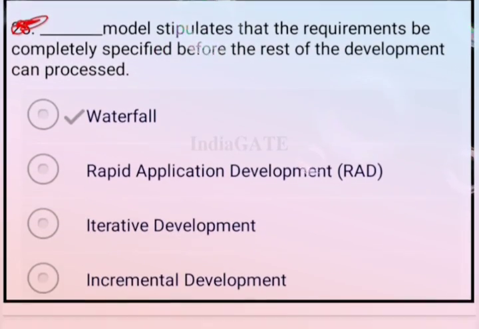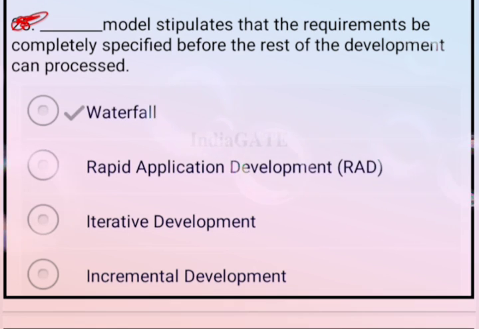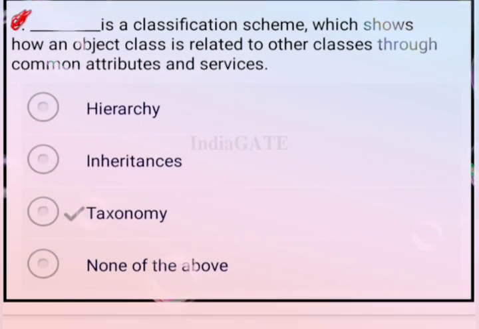Here dash model stipulated that the requirements be completely specified before the rest of the development can proceed. So we say that the waterfall model is the model that requires the requirements be completely specified before the rest of the development can proceed. Okay, so option A is the correct answer. Now come to the next question.